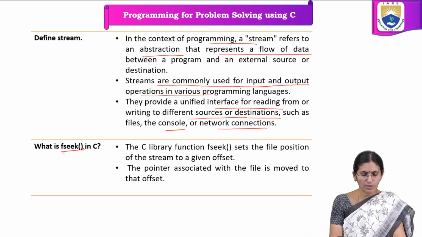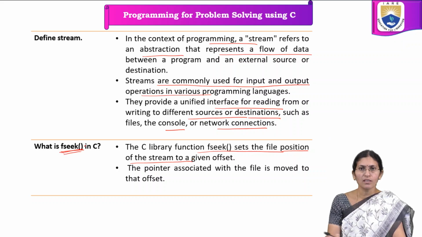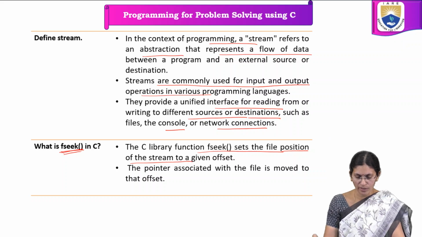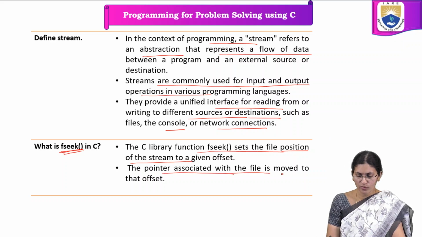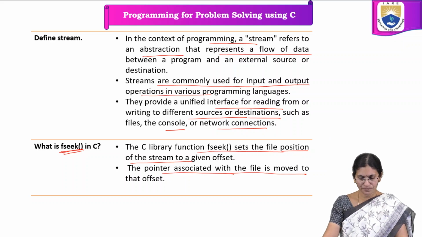Next we have the fseek function in C programming language. The fseek function sets the file position of the stream to a given offset. So with the help of the fseek function, the file pointer can be placed at any particular location in the file. The pointer associated with the file is moved to the offset.